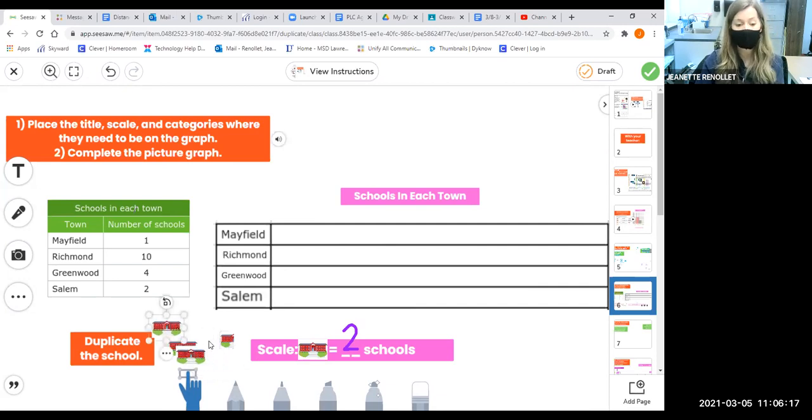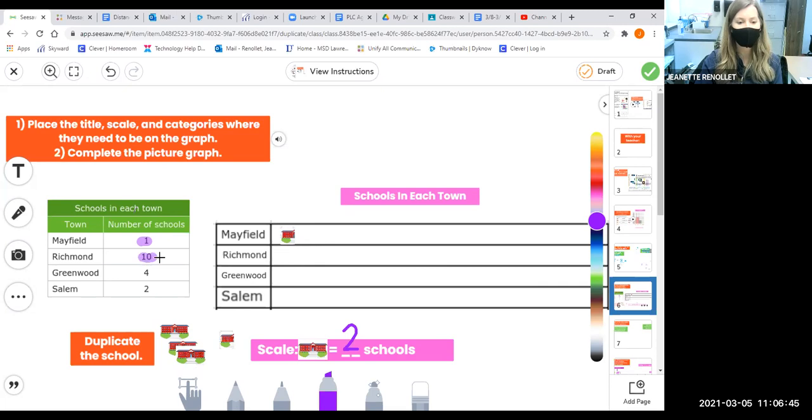It's time for us to show our data. Look at Mayfield. Mayfield has 1 school in the town. If we're counting by 2s, I know we need a half to equal 1. Half of 2 is 1.